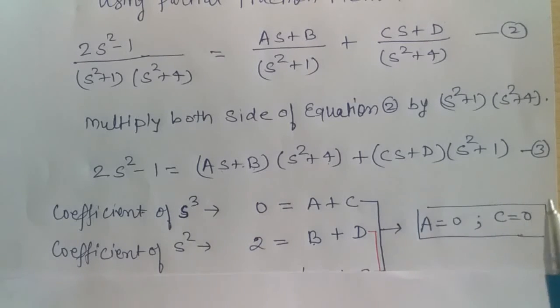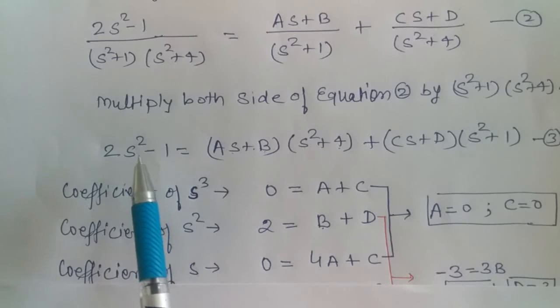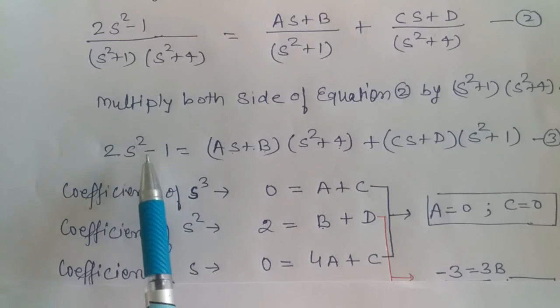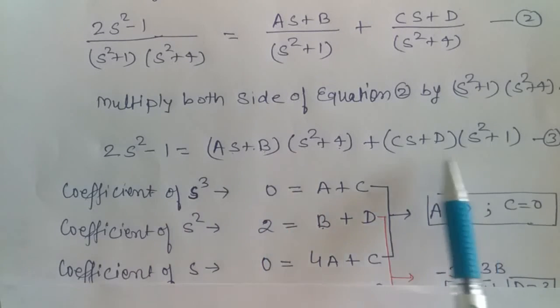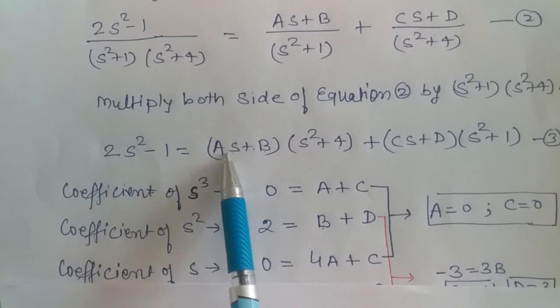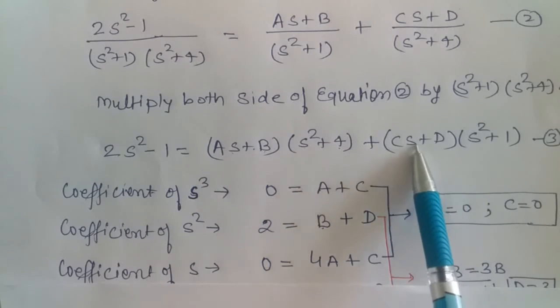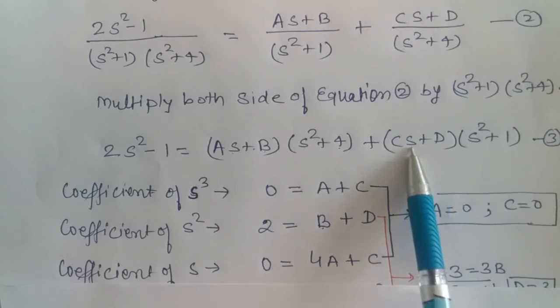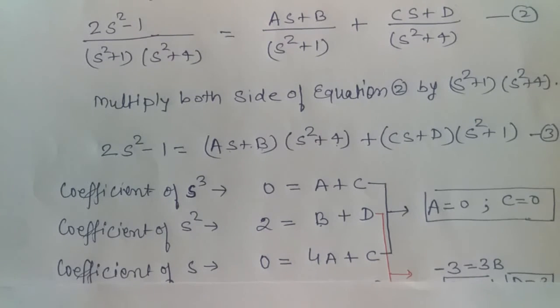Now we compare the coefficient of s. In the left hand side there is no s, so the coefficient of s is 0, and in the right hand side the coefficient of s is 4as. So the coefficient is 4a, plus from here we have the term cs, so the coefficient of s is c. So we have 0 equal to 4a plus c.